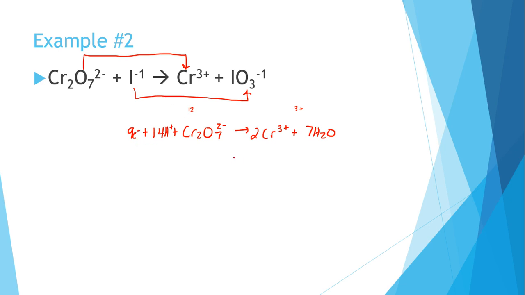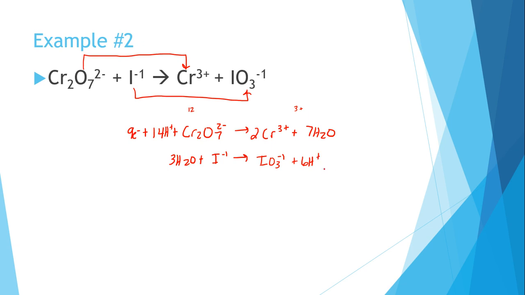Now we can move on to the next half reaction. We have iodine and then iodate. Notice my iodines are balanced, so we need to balance out this oxygen from iodate. So we're going to actually add 3 waters over here. And then to balance that water, we're going to add 6 hydrogen over here because 3 times 2 is 6.